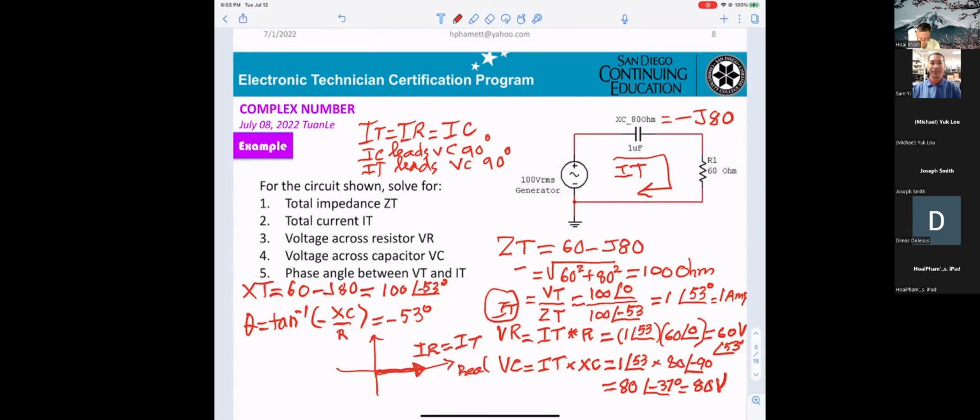Now, I get the IR. I want the IC. How do we draw IC? This is IR. Is it going to look the same? Since IR is equal to IC, it's going to be the same vector, but the phase is different. So it's going to be up a little, up, right? Up.